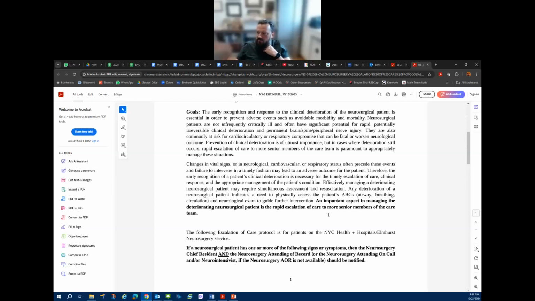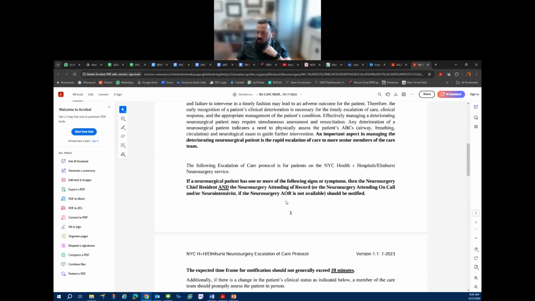So again, I won't read it verbatim, but an important aspect in managing a deteriorating neurosurgical patient is the rapid escalation of care to more senior members of the care team, to help with the assessment of the patient and to help with the management of the patient. So if a neurosurgical patient has one or more of the following signs or symptoms, then the neurosurgery chief resident and the neurosurgery attending of record, that's either the neurosurgery attending on call or the neurointensivist, or if the neurosurgery attending of record is not available.